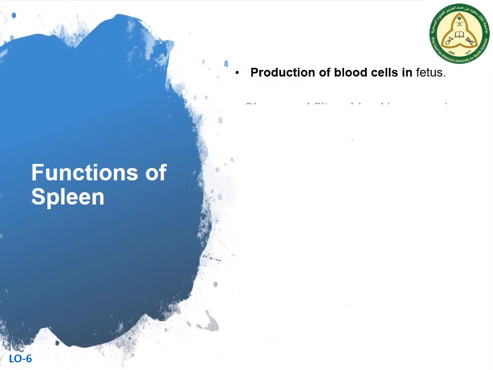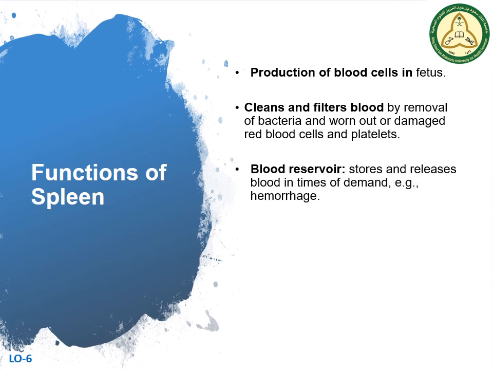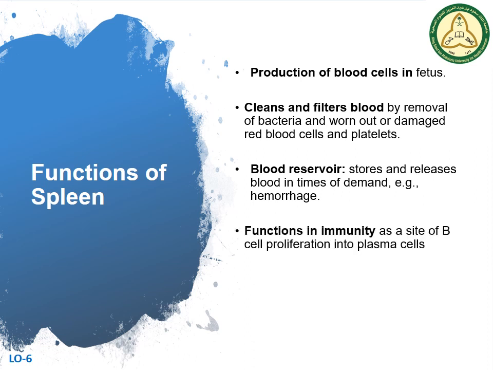Functions of the spleen: production of red blood cells in the fetus; it cleans and filters blood by removal of bacteria and worn out, damaged cells. Definitely, this is lymphoid, so it will engulf and destroy the bacteria and the old WBCs, old RBCs, old platelets. It is also a blood reservoir. You have seen the venous sinuses, so the spleen contains a lot of blood inside, and it stores and releases blood in times of demand, such as hemorrhage. When blood loss is going on, the spleen contracts and releases its stored blood into the circulation.